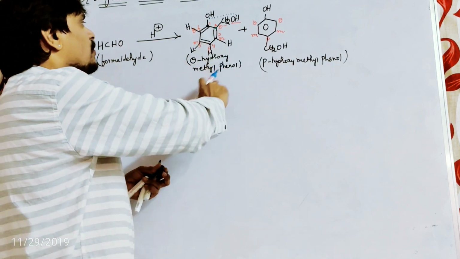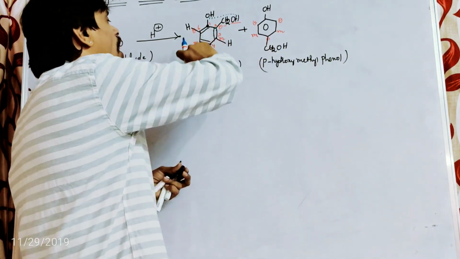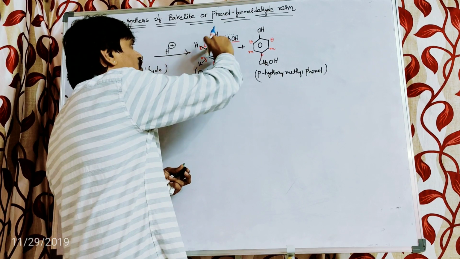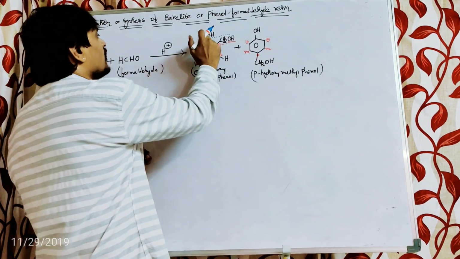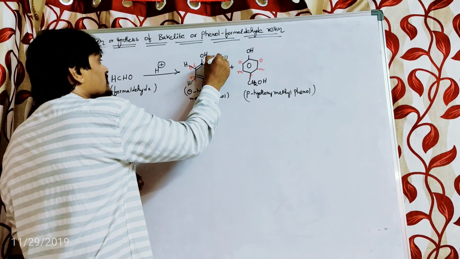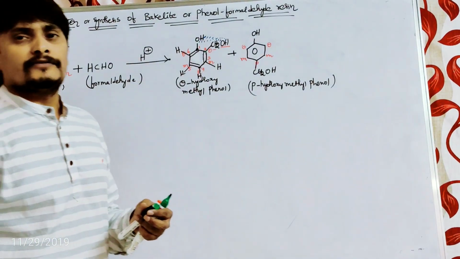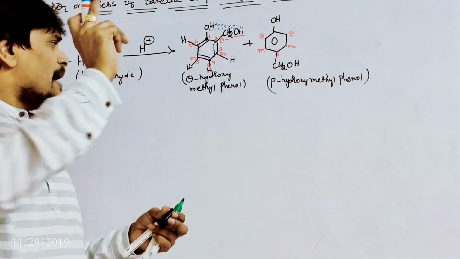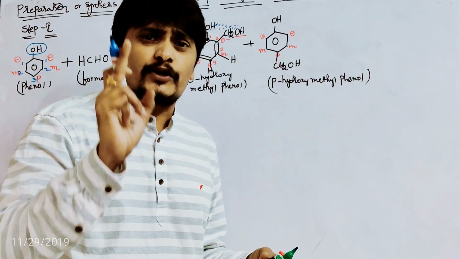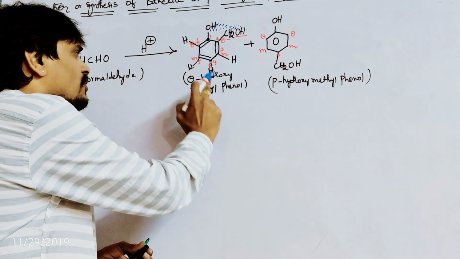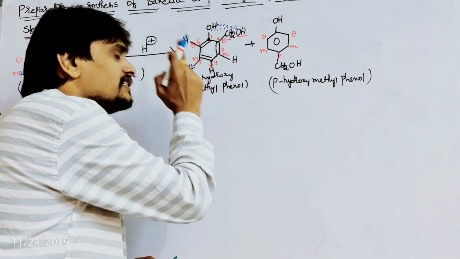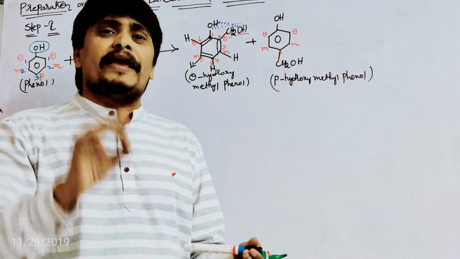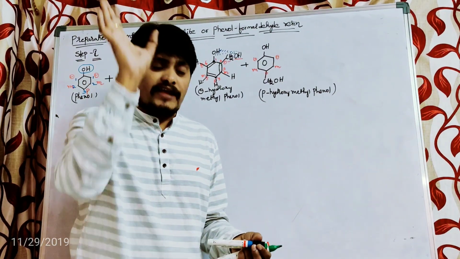Now among the orthohydroxymethyl phenol and para-hydroxymethyl phenol, orthohydroxymethyl phenol is the major product due to the presence of chelation, that is the hydrogen bonding between the oxygen of this and the hydrogen of this, and the oxygen of this and the hydrogen of this. So this is intramolecular hydrogen bonding. I don't want to emphasize the intramolecular hydrogen bonding, but do remember that among the orthohydroxymethyl phenol and para-hydroxymethyl phenol, orthohydroxymethyl phenol is the stable or the major product because of the chelation or hydrogen bond. Now as it is the major product, it will carry forward the further reaction.